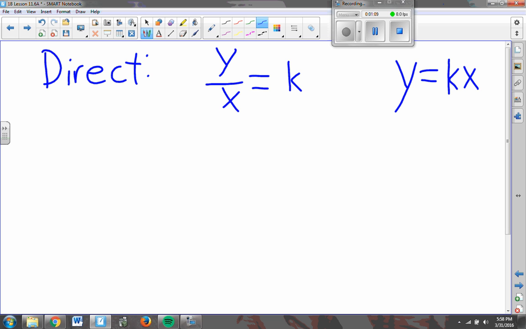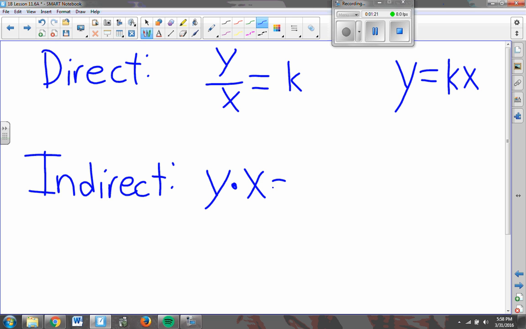Okay? And then indirect variation, we know that it's kind of the opposite of that. Indirect variation, y times x is equal to k, which means that y is equal to k divided by x, not k times x. Okay, so direct variation you can write as y equals some number times x, where x and y are your two variables. Indirect variation, y is equal to k divided by x, which means y times x is equal to that k value.